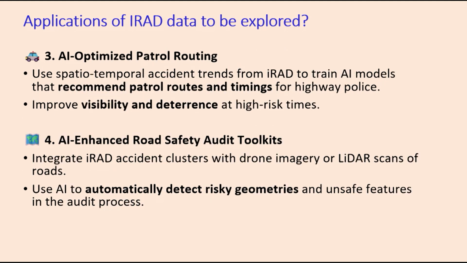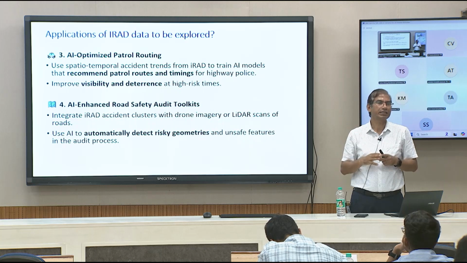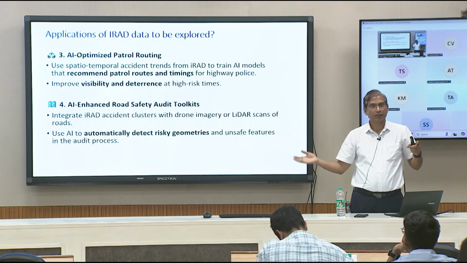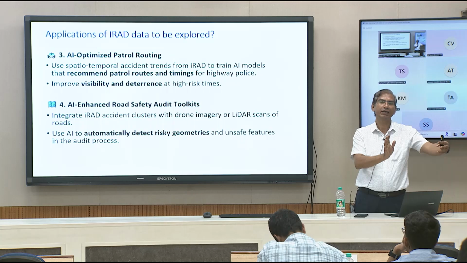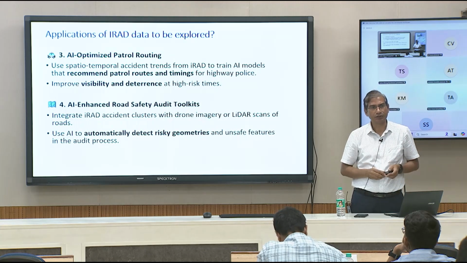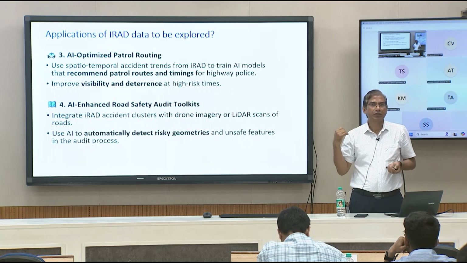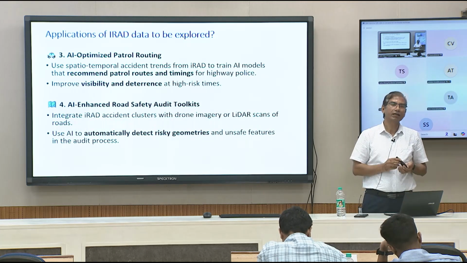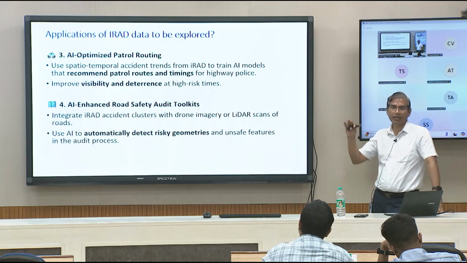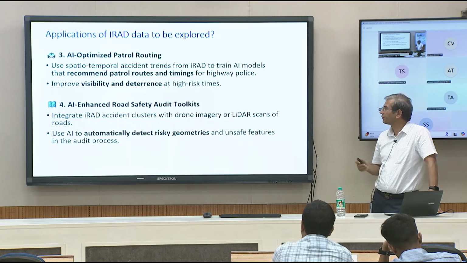Then you can optimize your patrolling routing. So, maybe you have traffic policemen, but limited people. A patrol vehicle cannot be everywhere. So, if you see that a particular kind of violation happens at a particular location in this time window, you can plan your patrolling vehicle at that time in that zone. That way, instead of staying at a random place, you can be at those locations where it is needed most, and you can reduce violations.